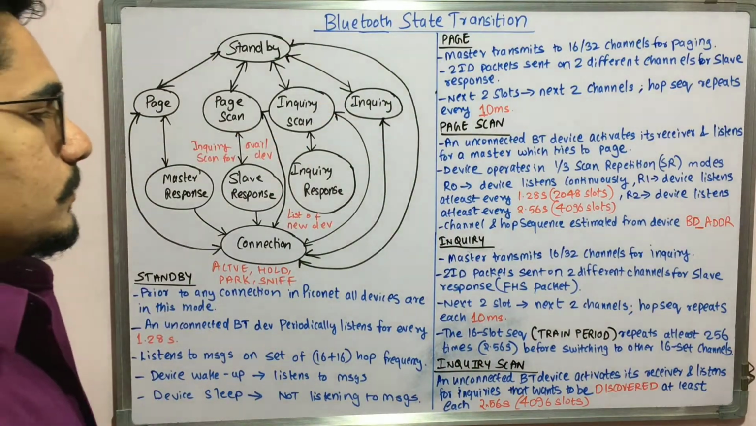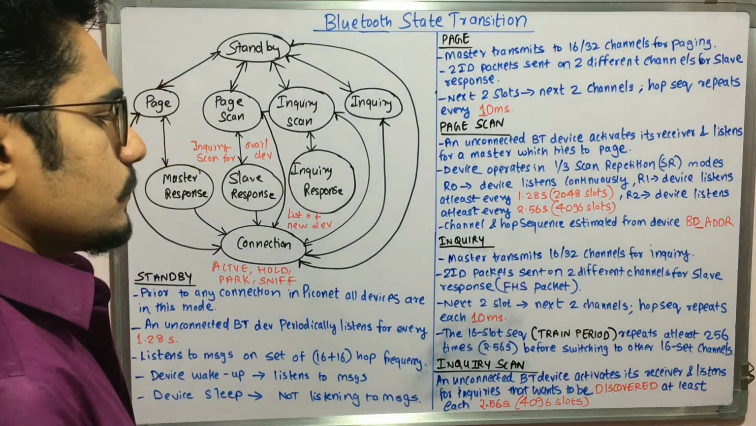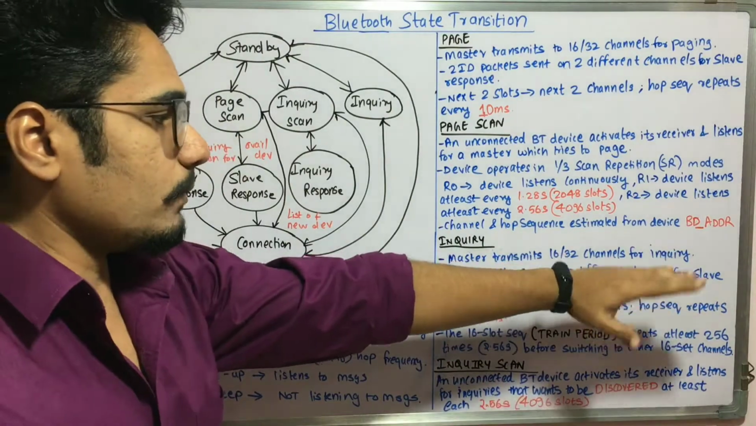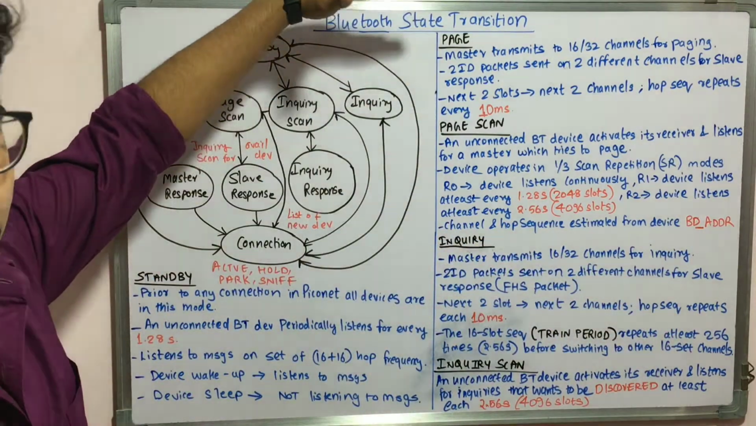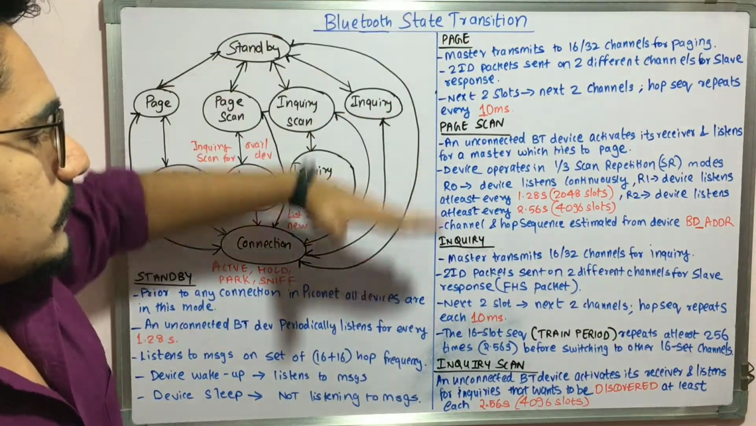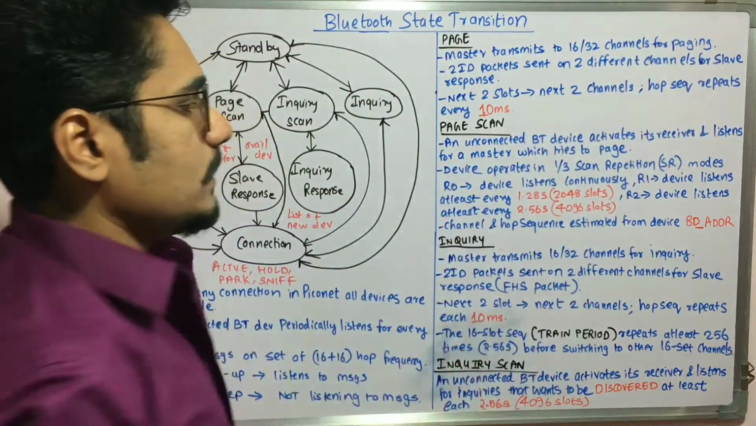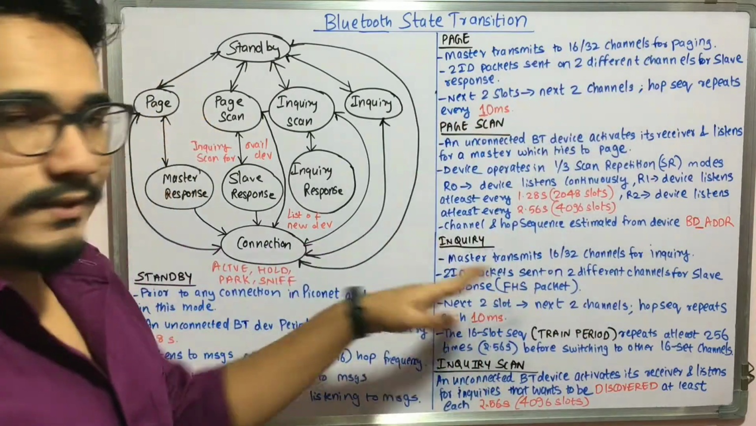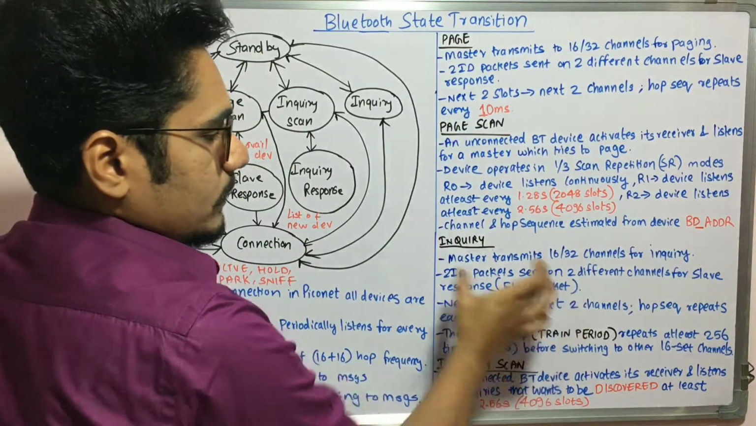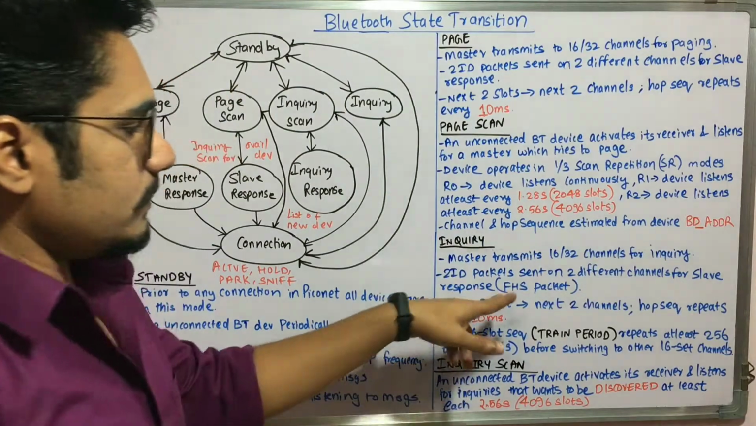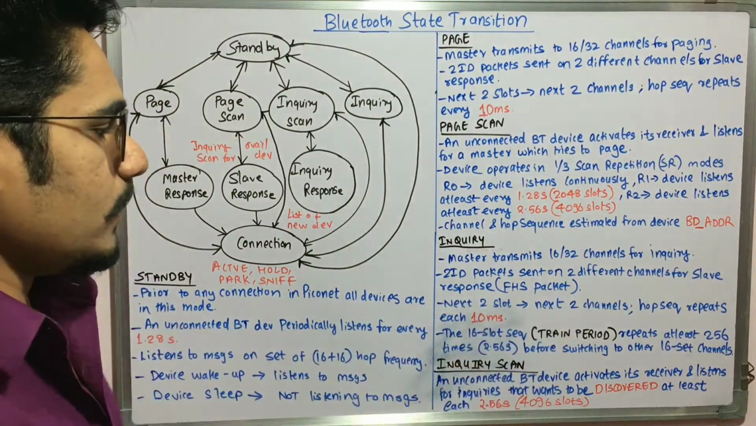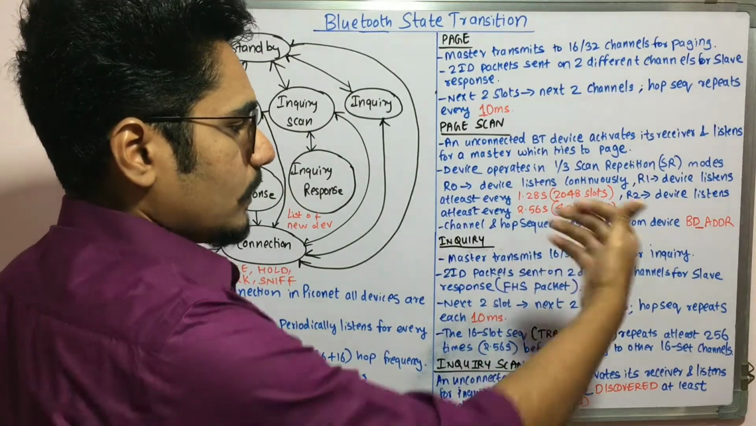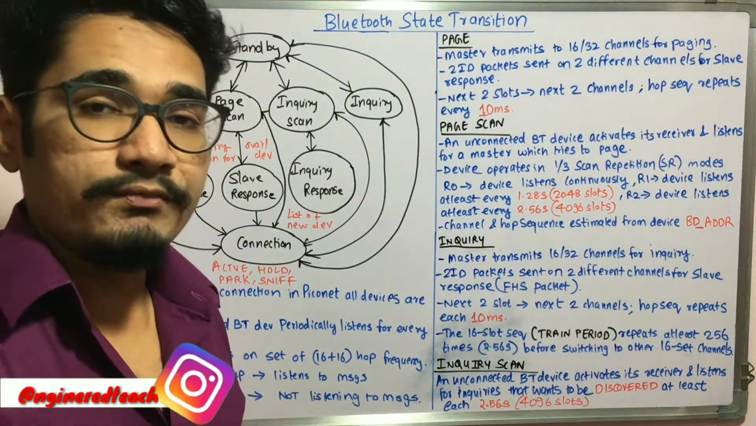Next, we move to the inquiry state. Here also the master transmits 16 out of the 32 channels, for inquiry, not for paging. You can compare this with the page state. It is somewhat the same; here it does paging, there it does inquiry. Two ID packets are sent on two different channels for slave response, and here the response is an FHS packet, that is a frequency hop synchronization packet. The next two slots are used on the next two channels, and the hop sequence repeats after every 10 milliseconds.